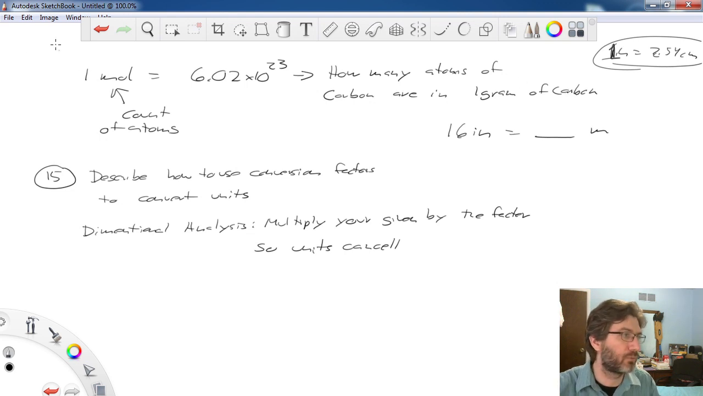For page, this was yesterday's homework though, page 216. 218 doesn't have a number 15. But yeah, just explain what we did. You multiply. Just make sure your units are canceling.